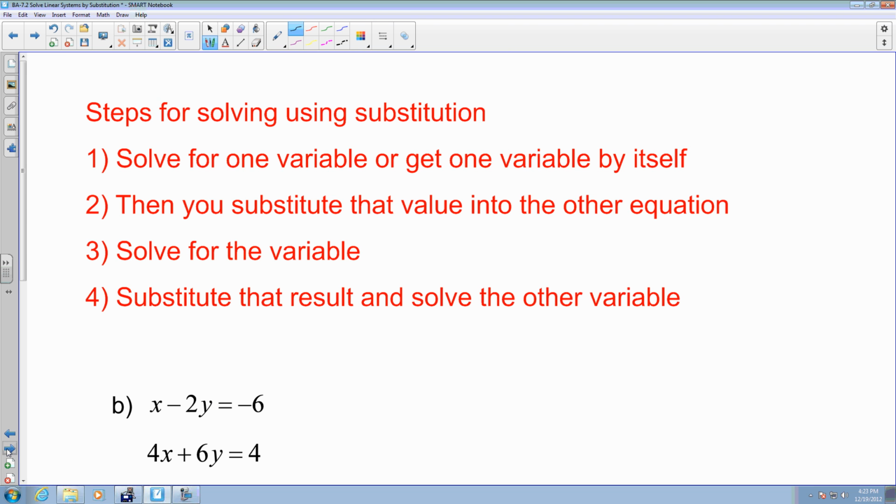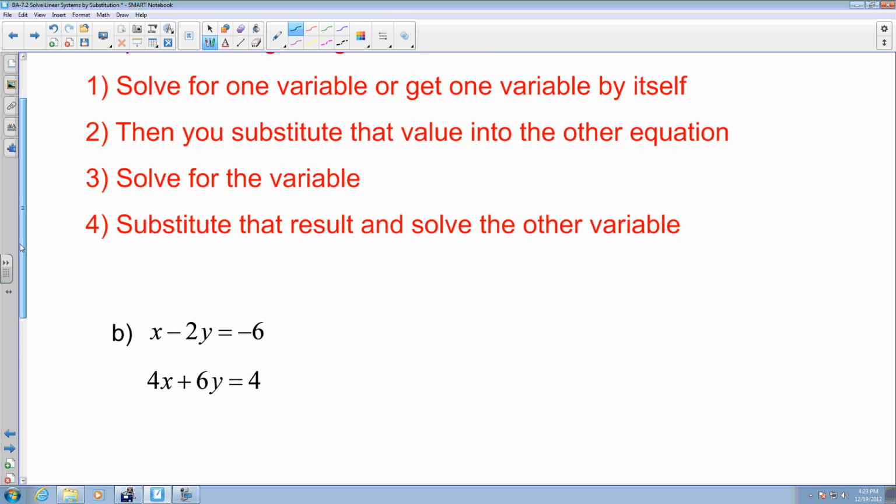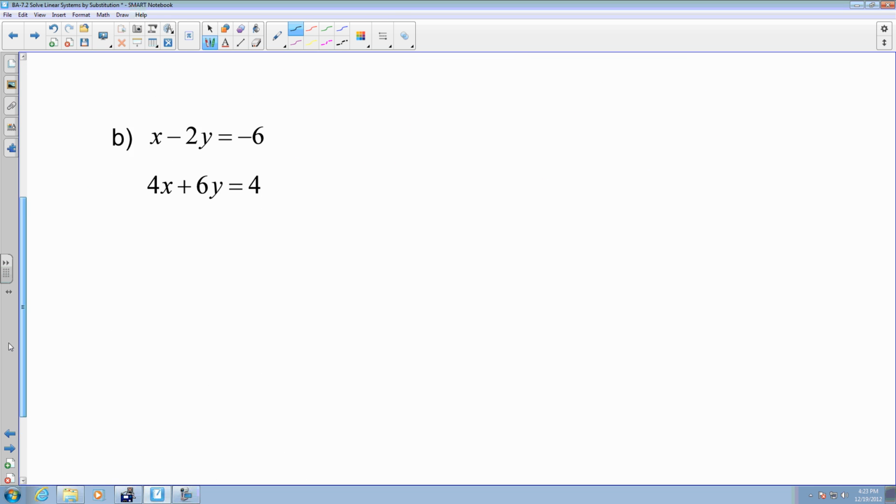Again, these are just a friendly reminder of the steps that you have to do in order to solve it. We're still using the substitution method and solving for our equations. So for my next example, I have x minus 2y equals negative 6 and 4x plus 6y equals 4.